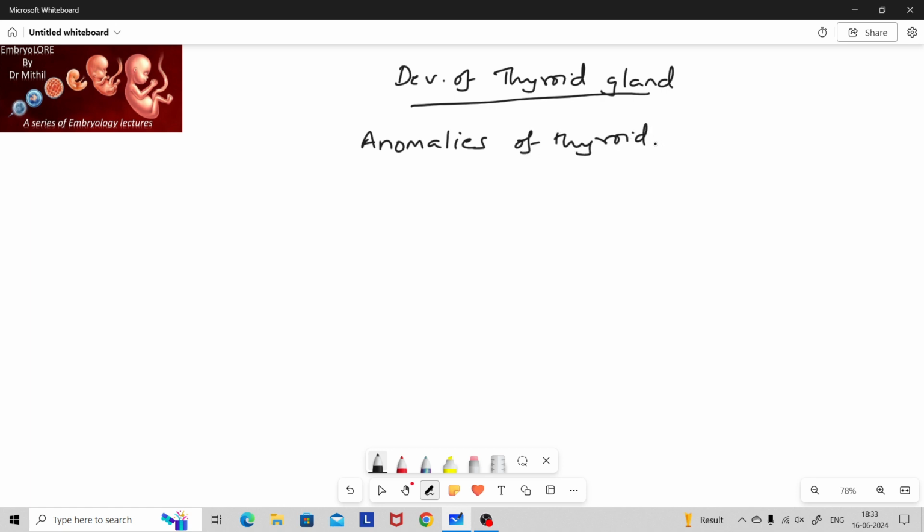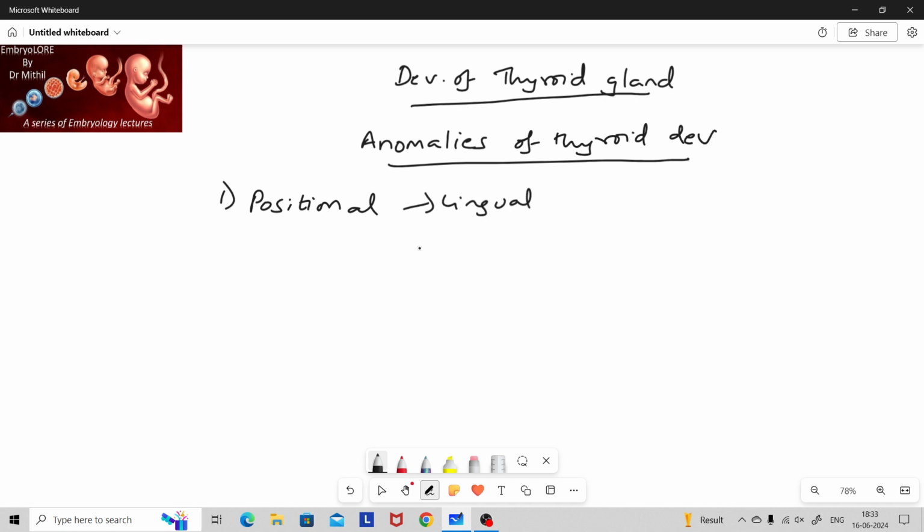So anomalies of the thyroid development. First of all, there are the positional anomalies. Here, first of all, that is the lingual thyroid and the sublingual thyroid.